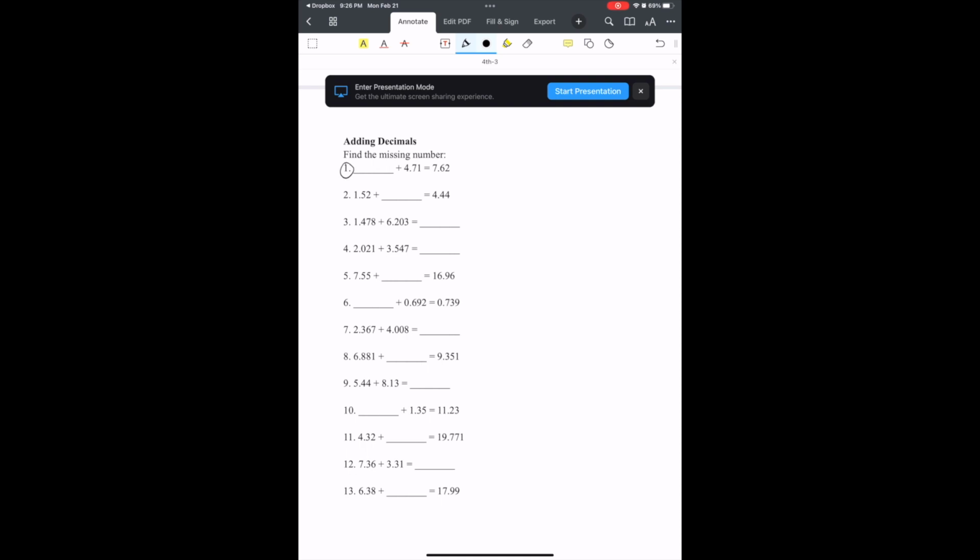So we have to find the missing number. It's saying what plus 4.71 is equal to 7.62. But what we know is this number, and we're trying to find this number. So basically, in order to find that number, we're going to want to do subtraction, because that's how you find that number. So you do 7.62 minus 4.71.